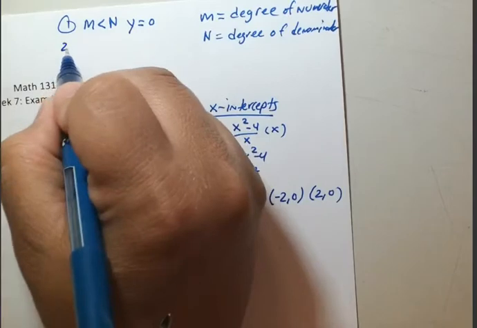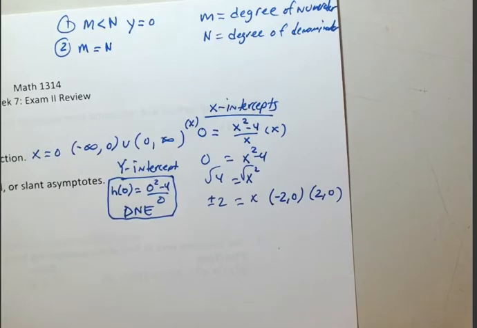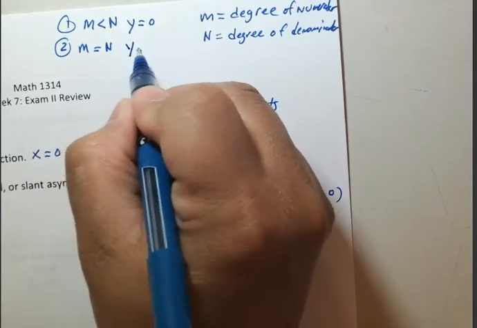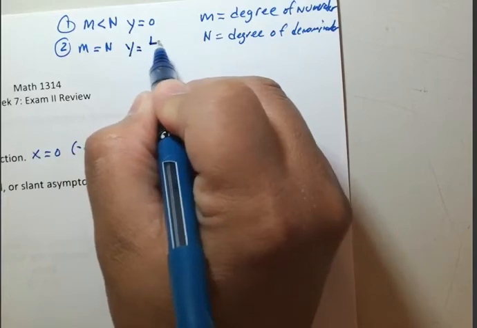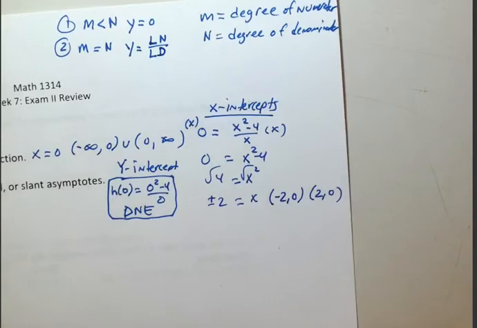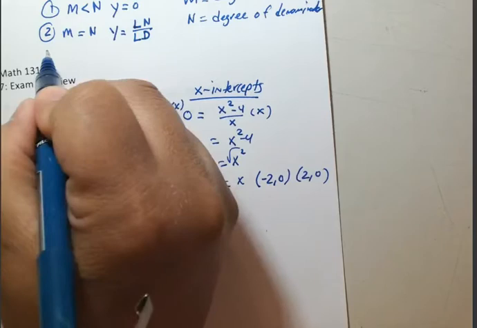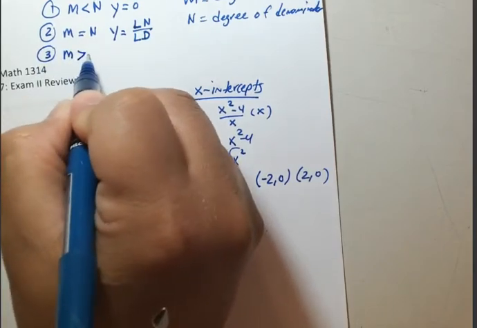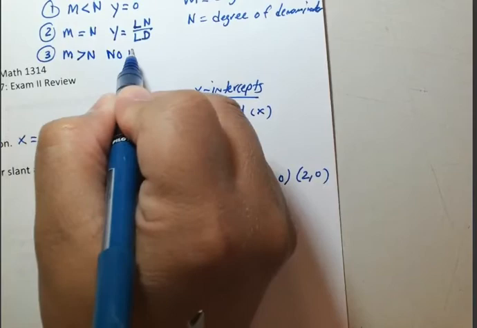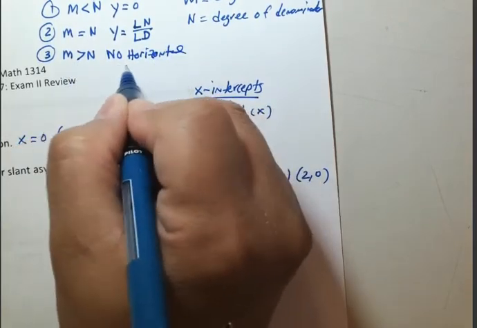If the degrees are the same, then your horizontal asymptote is going to be y equals the leading coefficient of the numerator divided by the leading coefficient of the denominator. LN just stands for leading coefficient of the numerator and leading coefficient of the denominator. And then the last one is if m is greater than n, there's no horizontal asymptote.